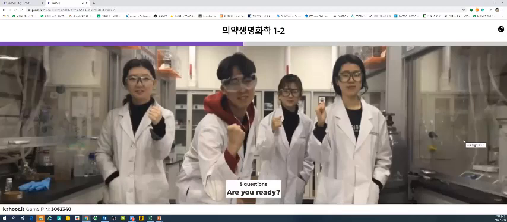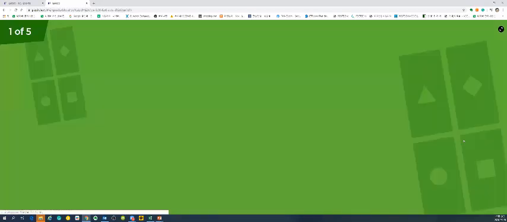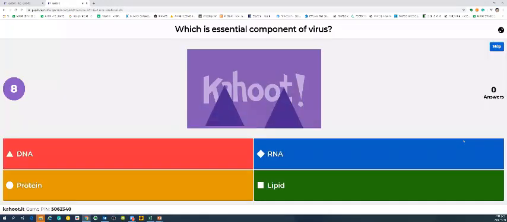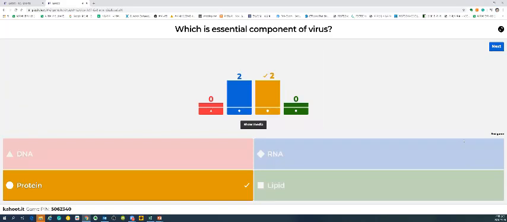Okay, this is the second class. The problem sounds a little funny, right? Which is the essential component of a virus. That means that some of them can be missing from a virus. And so I picked the protein, and it sounds a little strange, right? So let's solve the next problem, and let's come back to this problem together.